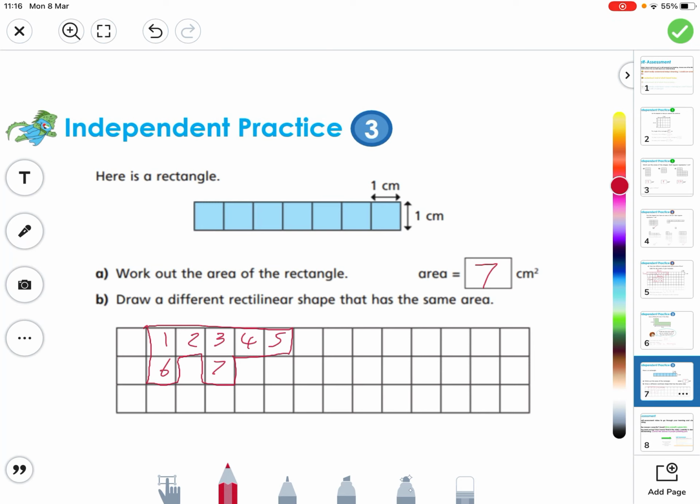And slide 7. Here is a rectangle. Work out the area of the rectangle, it's 7 centimeters squared, and draw me a different shape that has the same area of 7 centimeters squared. And you can see I've gone for this shape here. I've just written the numbers as I counted along. Your shapes will all be different, as long as inside there are 7 squares to represent 7 centimeters squared.